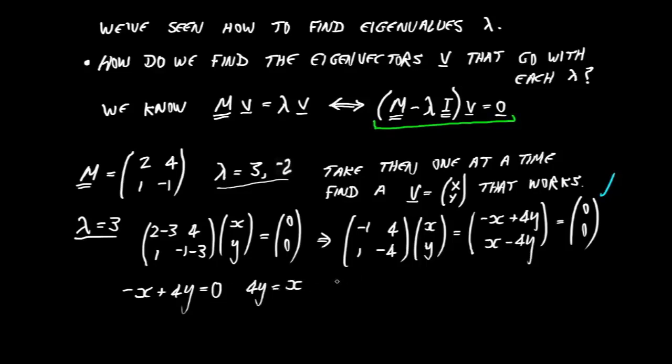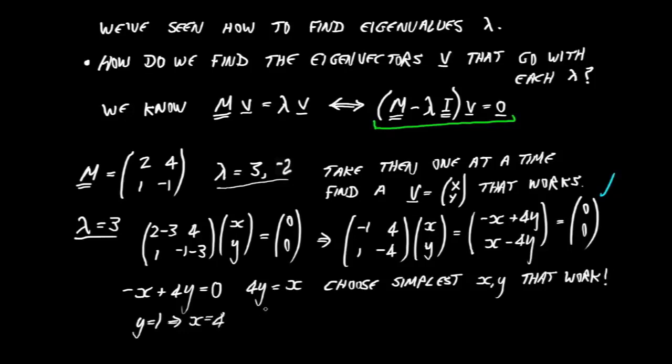What we're allowed to do is we can choose the simplest values of x and y that will make this work. So I'm going to choose y is equal to 1, and then I'll find that x is equal to 4. And that is a perfectly acceptable eigenvector, (4, 1), to go with my eigenvalue. We will always have this freedom in choosing the elements of our eigenvector.